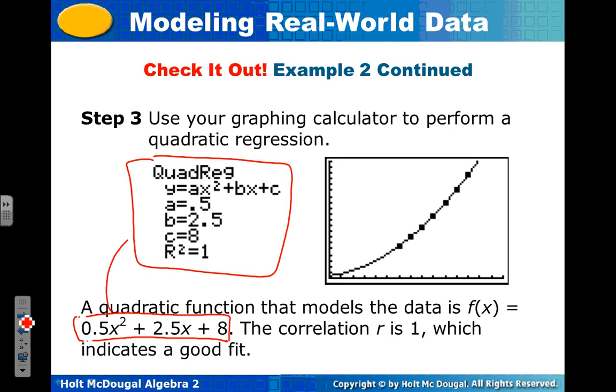It comes from this information right up here. A is 0.5, put it where A is. B is 2.5, put it where B is. C is 8, put it where C is.